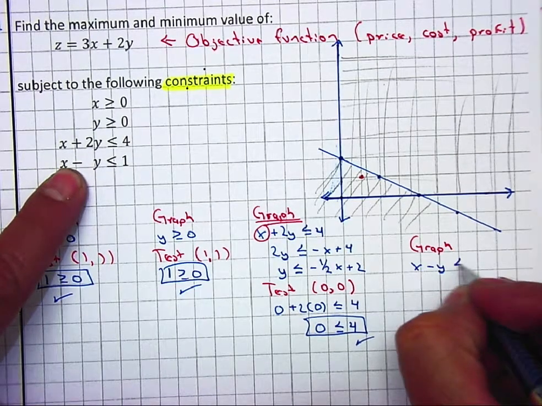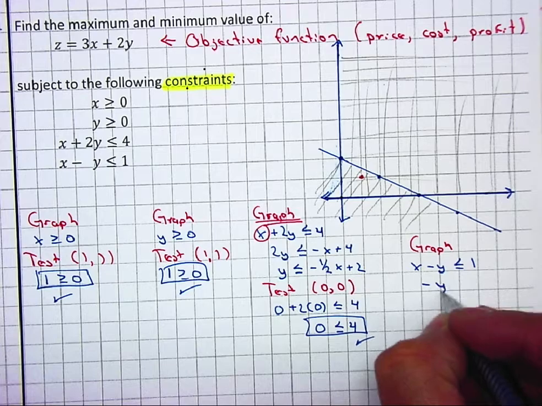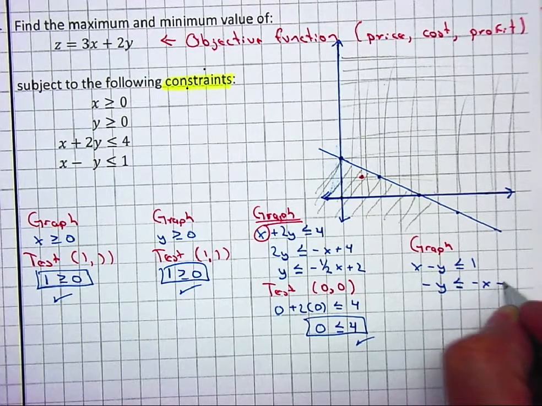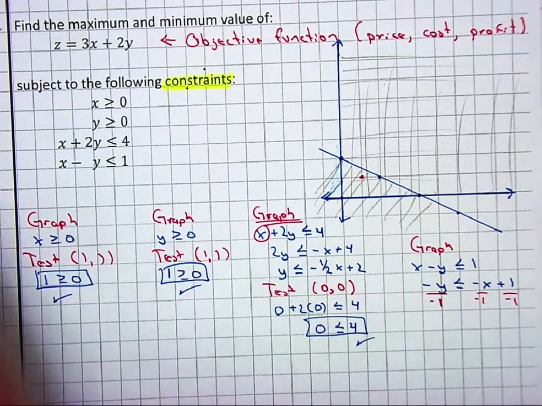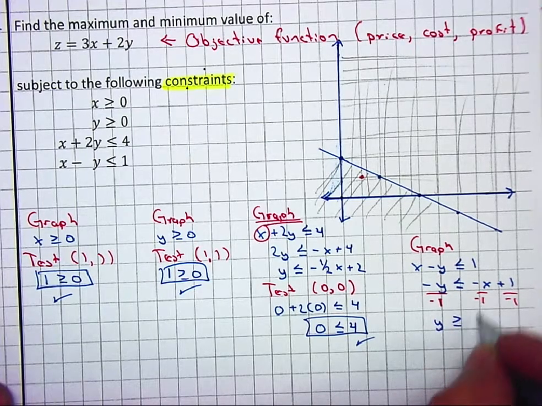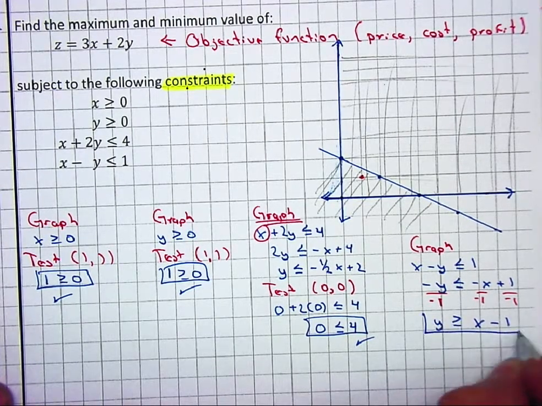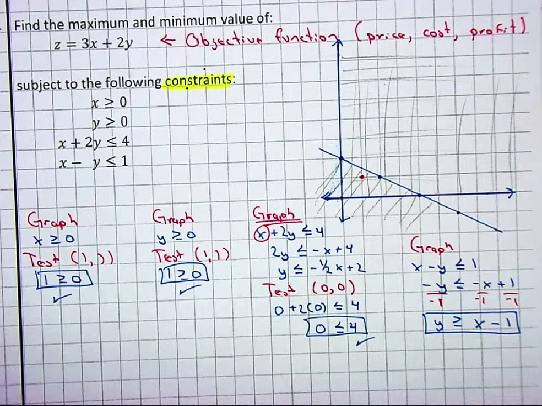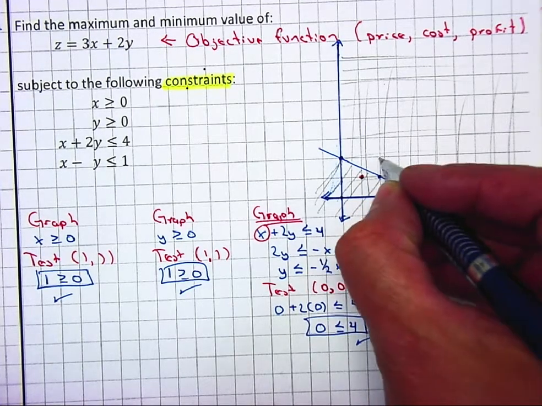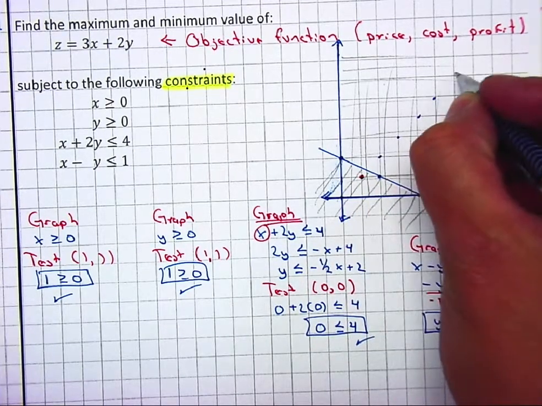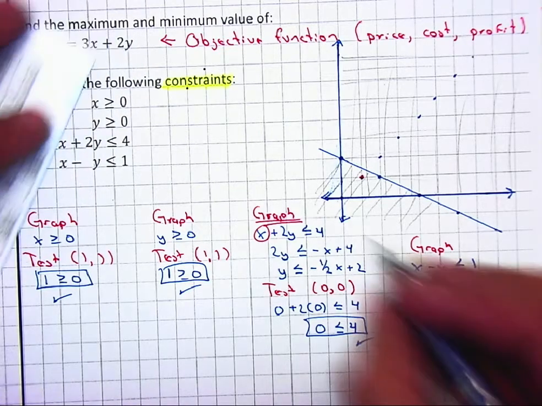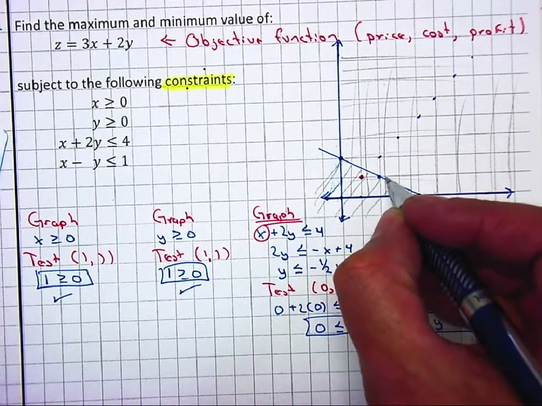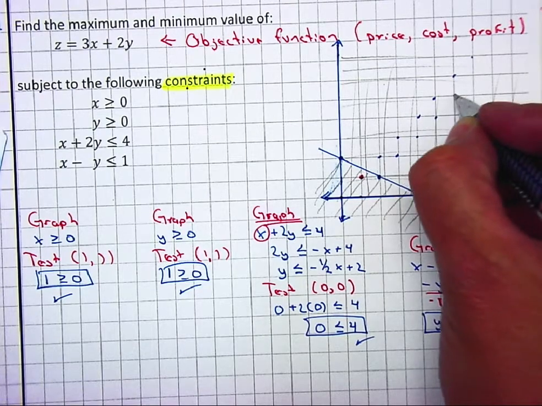x minus y less than or equal to 1. Negative y less than or equal to negative x plus 1. And whenever you divide by a negative number, don't forget to flip the inequality. So therefore, y is greater than or equal to positive x minus 1. The y-intercept is negative 1. My slope is positive 1 over 1. And there'll be a solid line once again. Negative 1, up one to the right. That's correct. Ignore my other points.